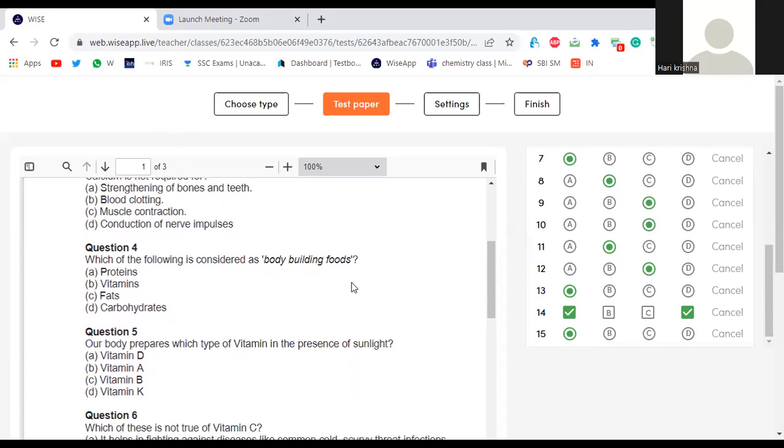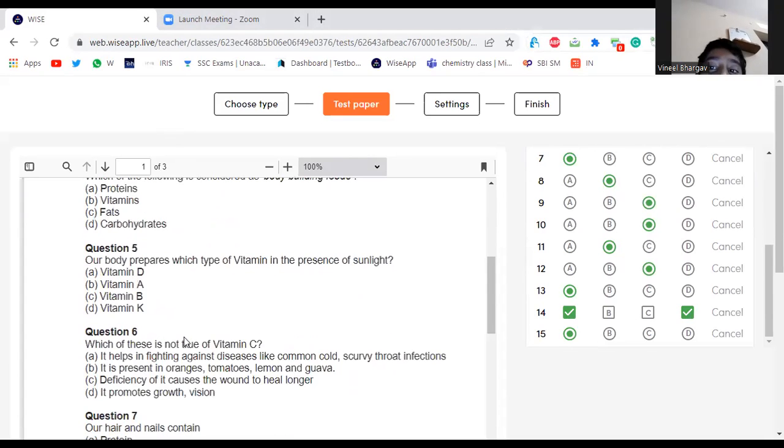Fourth one, which of the following is considered a bodybuilding food? Which one is a protein, that is a bodybuilding food? Proteins. Okay. Fifth one. Our body prepares which type of vitamin in the presence of sunlight? Vitamin D. Vitamin D will be prepared in the cells in the presence of sunlight. Good.